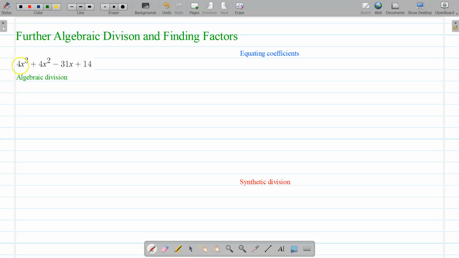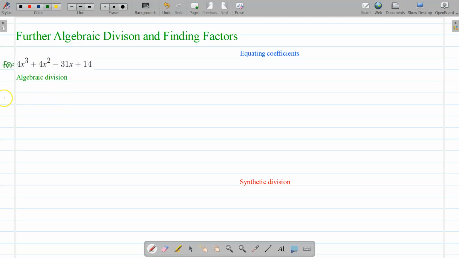So if we tried x equals 1, we would have 4 times 1 cubed, which is 4. 4 times 1 squared is 4. That's 8 so far. Take away 31 times 1. So that would take us down to a negative odd number. And then if we add 14, it's not going to give us 0. So 1 is not a solution to the equation f of x equals 0. I'll just call this expression f of x, meaning a function of x. So that's what we're working with.